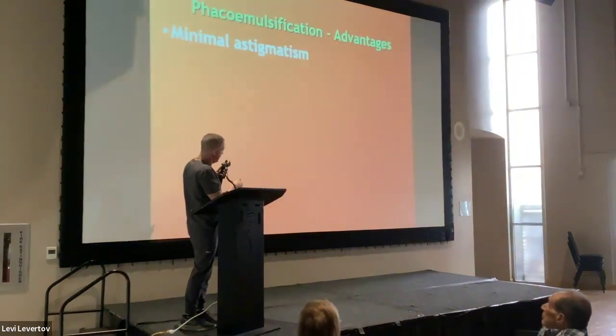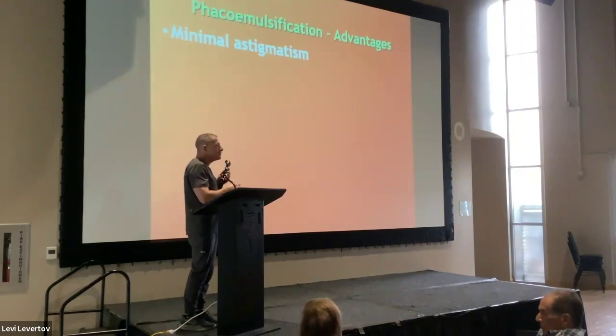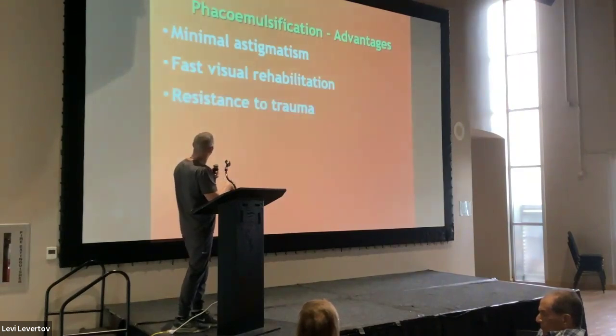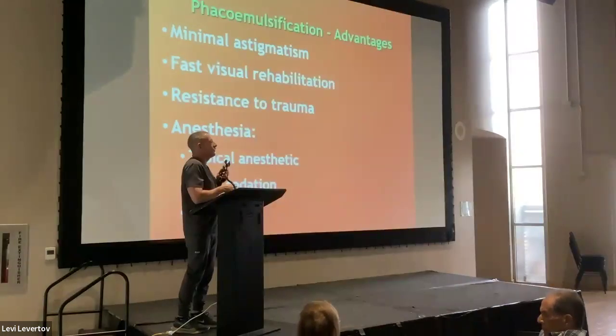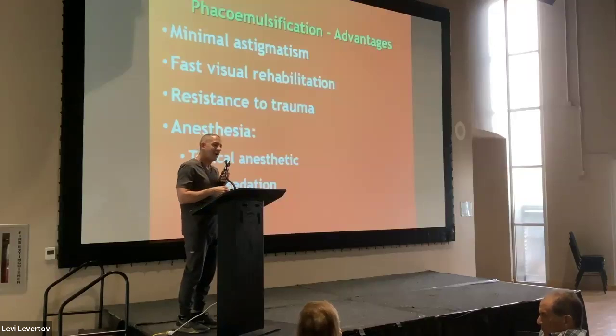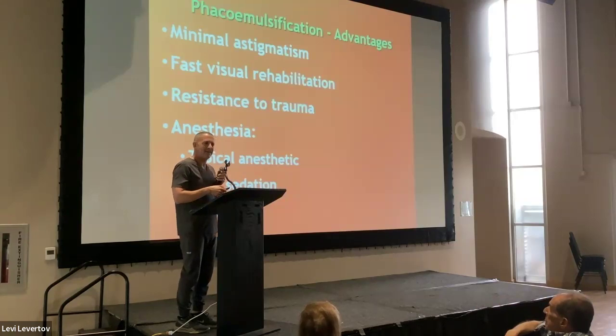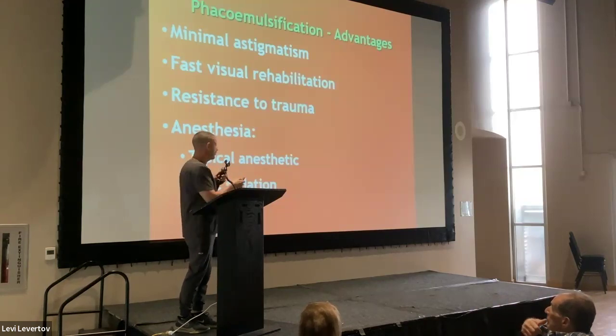And the advantages here are minimal astigmatism, and you heal really quickly from this, and there isn't much trauma to the eye, and most people are awake for this surgery. You only need a topical anesthetic or a little bit of Versed like Valium, or a little bit of local anesthetics. Most people don't need to be put under general anesthesia for this.